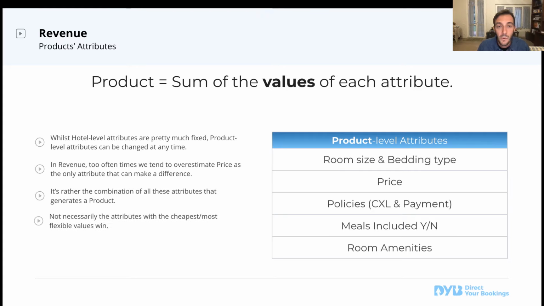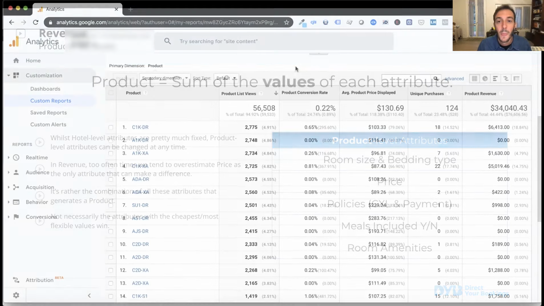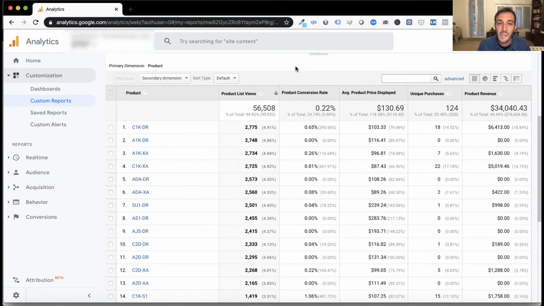Now, one more thing: not always do the lowest or the cheapest attributes win. If you check again the screenshot, the screen that I shared before, here below again, not necessarily the rates or the products with the lowest displayed price got the highest number of reservations. Generally speaking, yes, of course, the better the price, the higher the possibility, but it's not always the case.